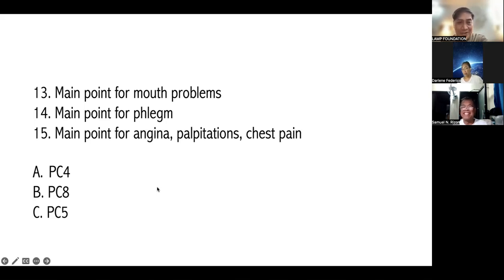PC6. Very good. Brilliant. Alam niyo, excited ako kasi kukunti lang ang memorize natin sa pericardium, di ba? Huwag natin to be ignore. And I love the pericardium because I also use this to calm the patient, especially PC6. Okay. Your answer for number 15, Dr. Sam? It's pericardium 4. It's the main point for angina, palpitations, and chest pain. Okay. Congratulations.